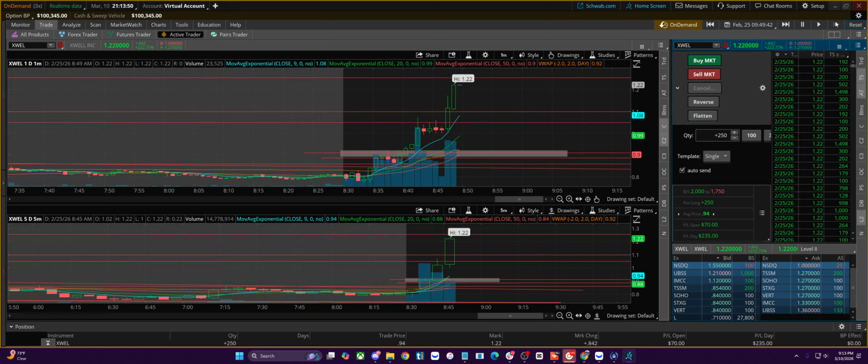Now, as we get a little bit further through this as well, I believe it halted up here. Yeah, it did halt up here. It's frozen.